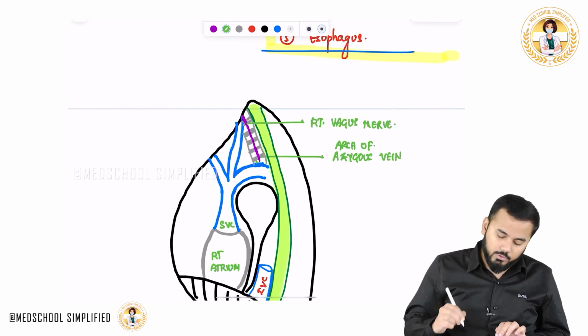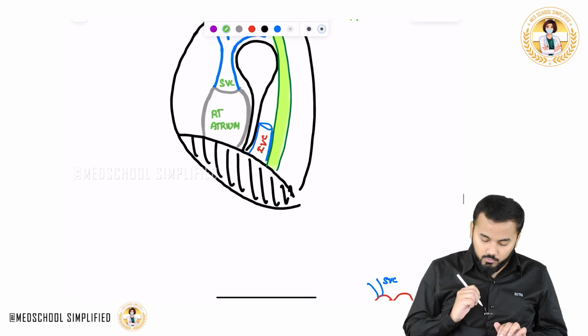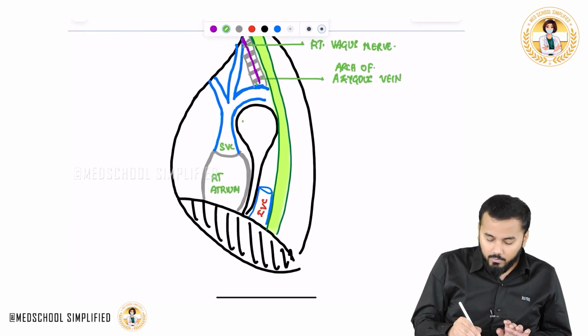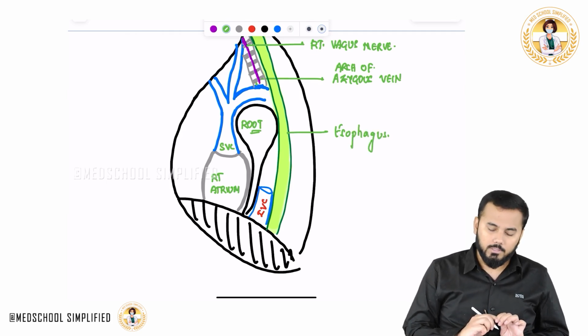So we have got our right vagus nerve, we have got our arch of azygos vein, we have got our inferior vena cava, superior vena cava, right atrium, and obviously this is called the root of the lung, right? And this is your esophagus.